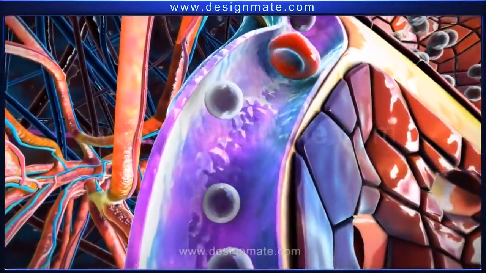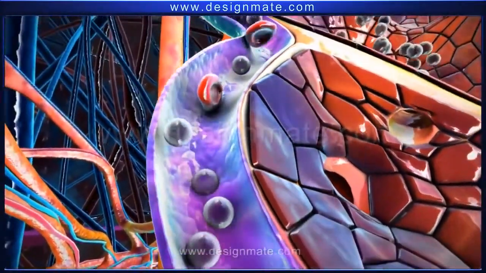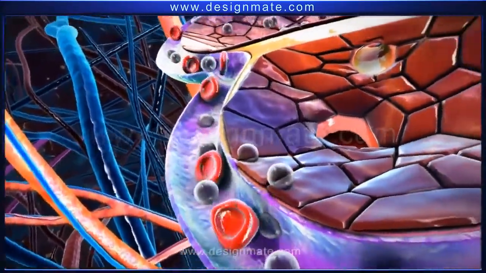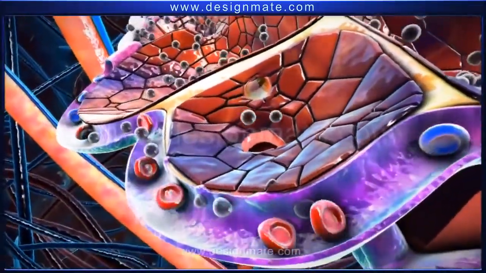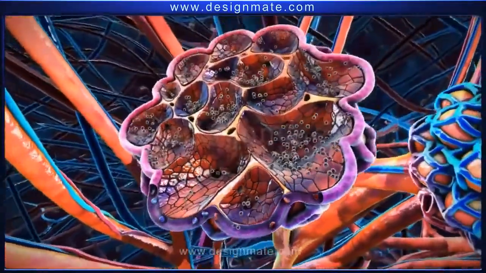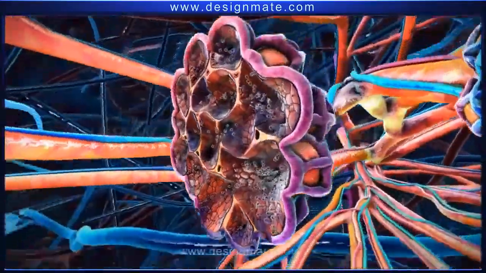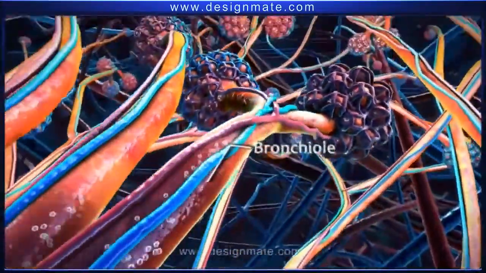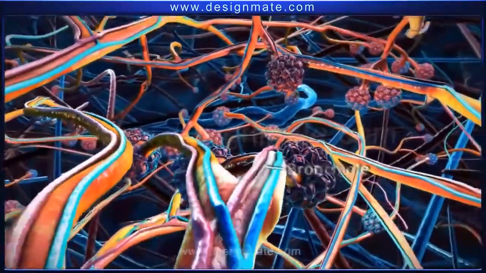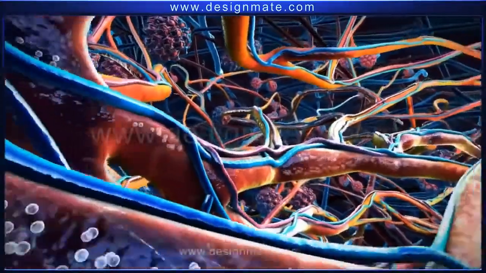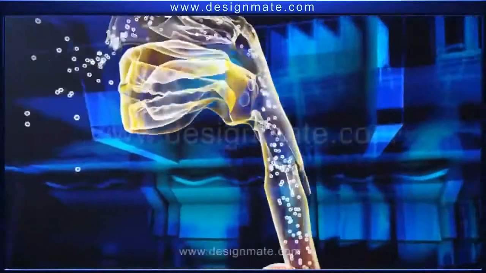The blood moving into the alveolus contains RBCs and carbon dioxide molecules. These molecules are released into the alveolus. The carbon dioxide collects in the alveolar chamber, and then from the alveolus, it travels through the bronchioles into the bronchus, which finally reaches the trachea, and is breathed out through the nostrils.